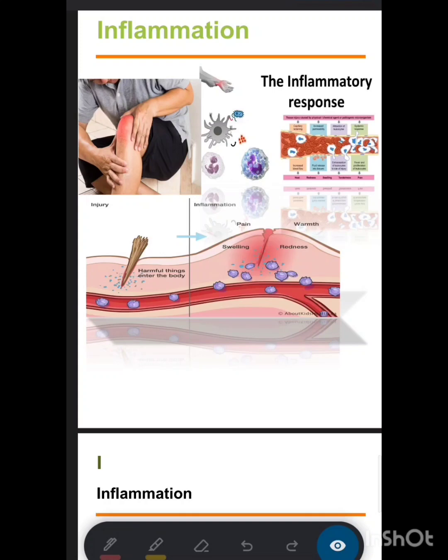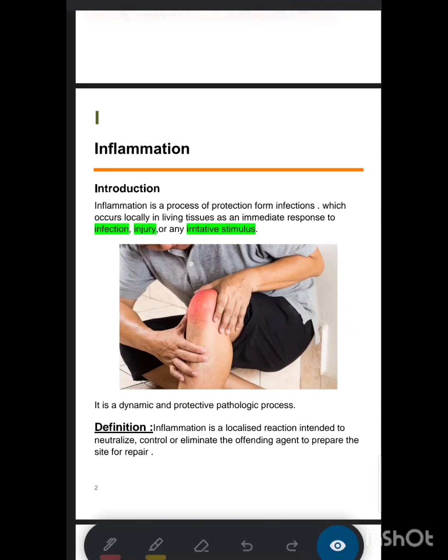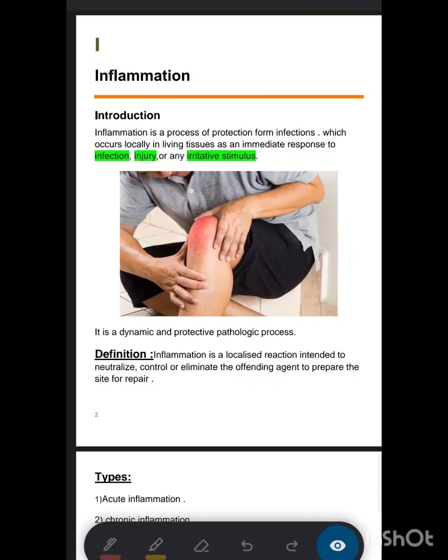Before starting, we have to know what inflammation is. Inflammation is basically a reaction process. As it is a reaction, against what does it react? Against infection, injury, or trauma. Not only that, the most important thing is that by this response it protects our body, and all this process occurs locally, in the body part where the infection has occurred.